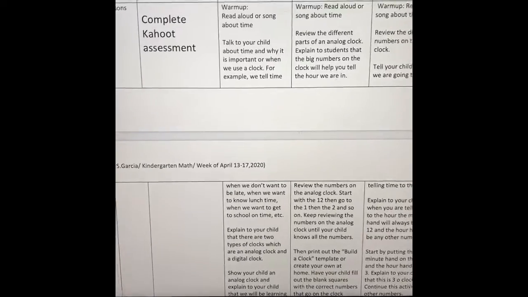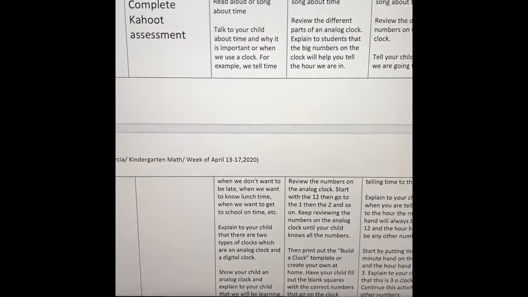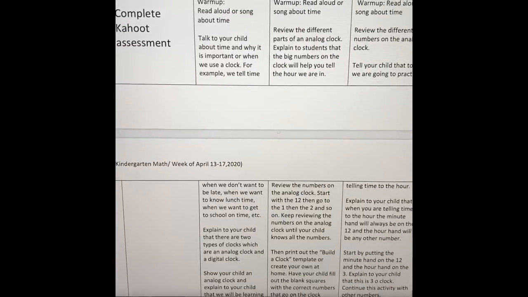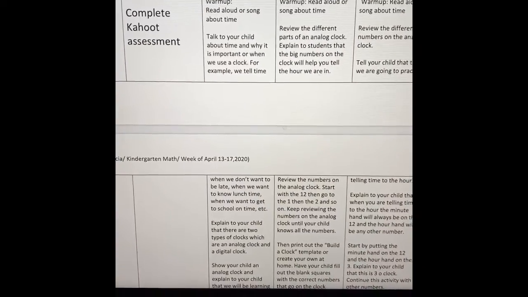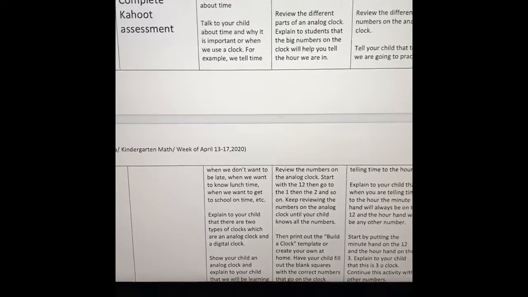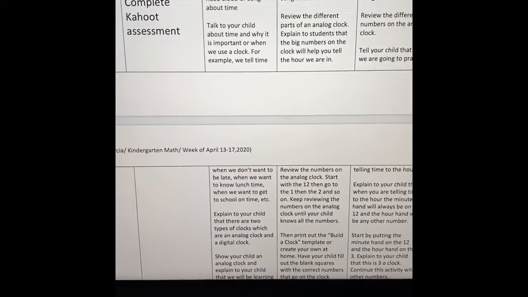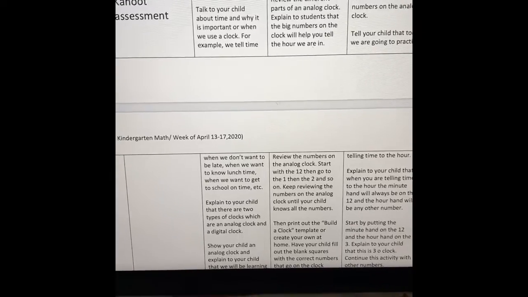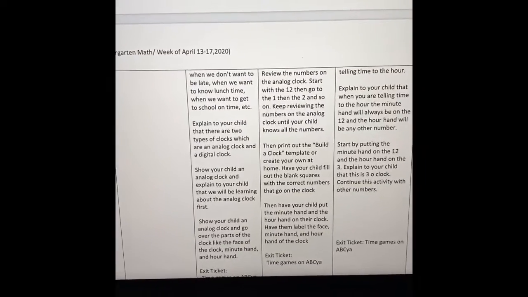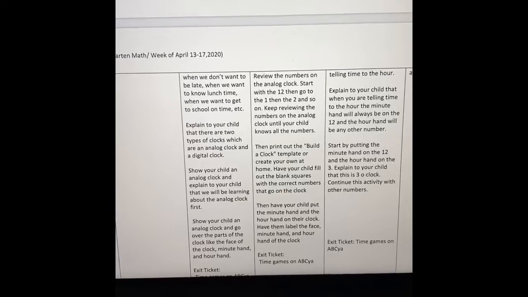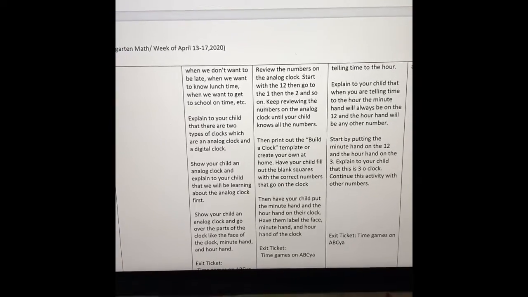So Tuesday, warm up, read aloud or song about time. For the read aloud or song about time, refer to my YouTube resources. And then talk to your child about time and why it is important or when we use a clock. For example, we tell time when we don't want to be late, when we want to know lunchtime, when we want to get to school on time, etc.